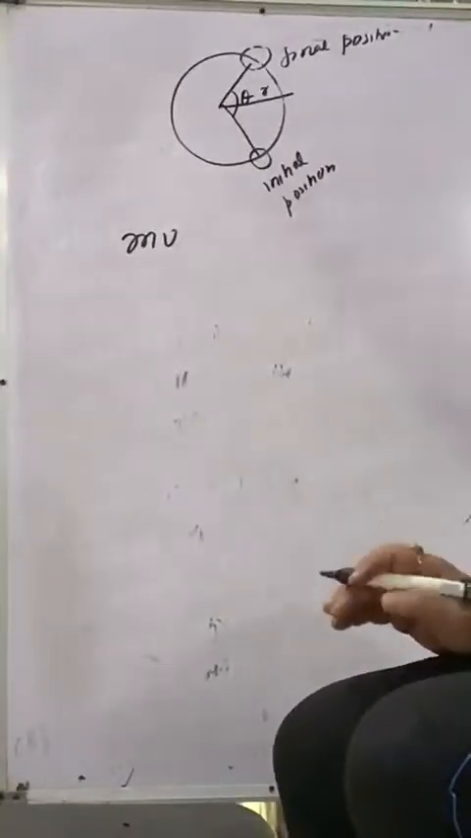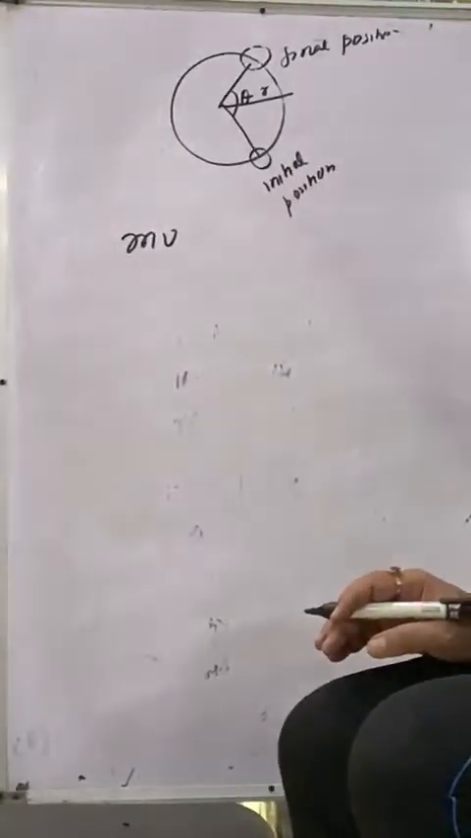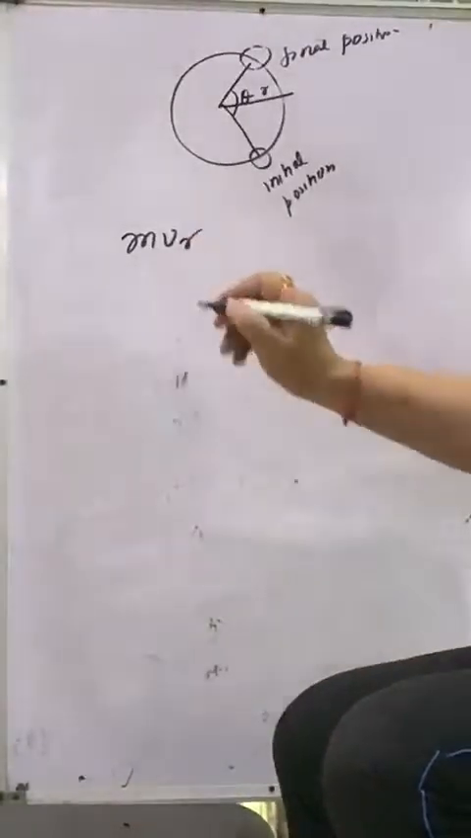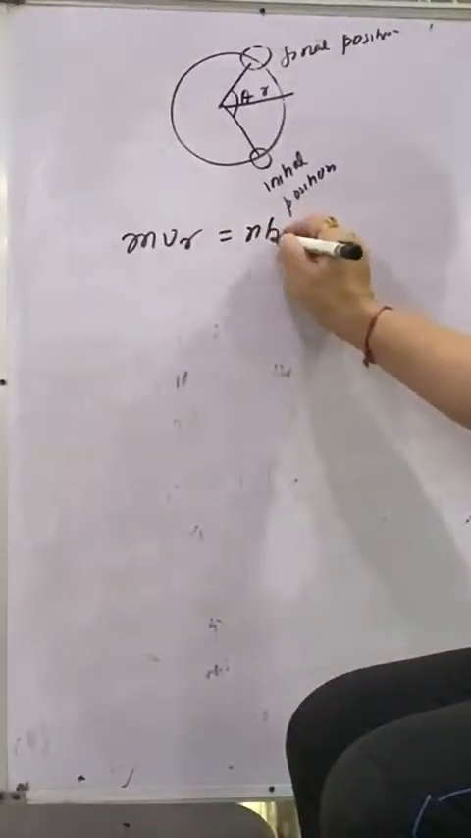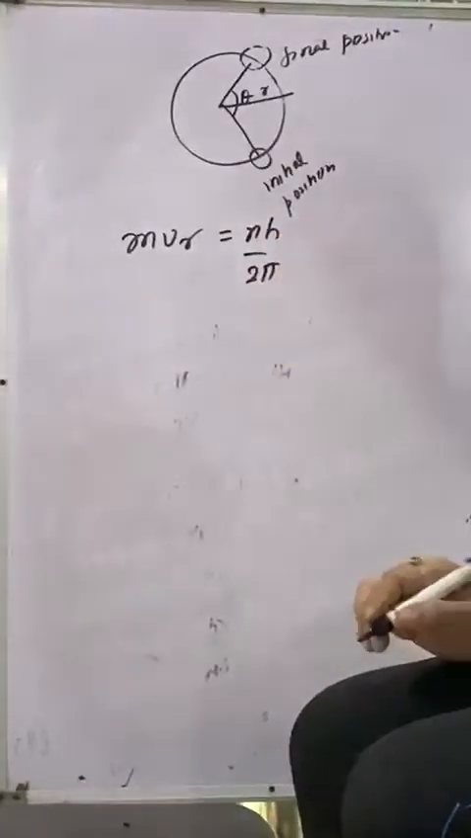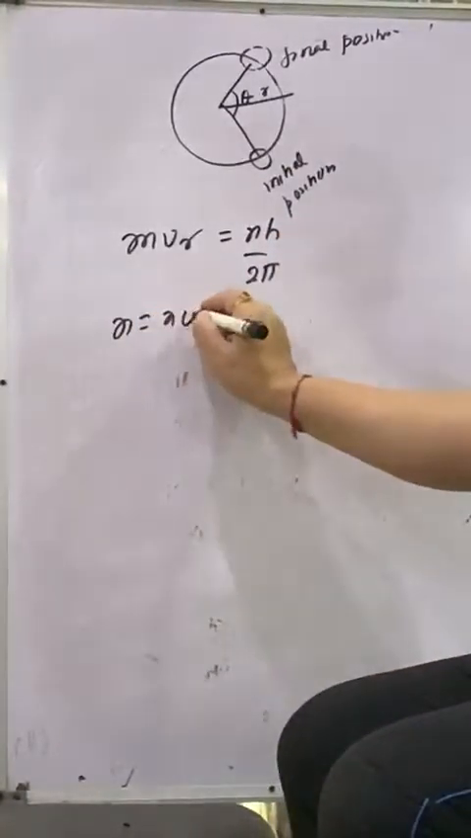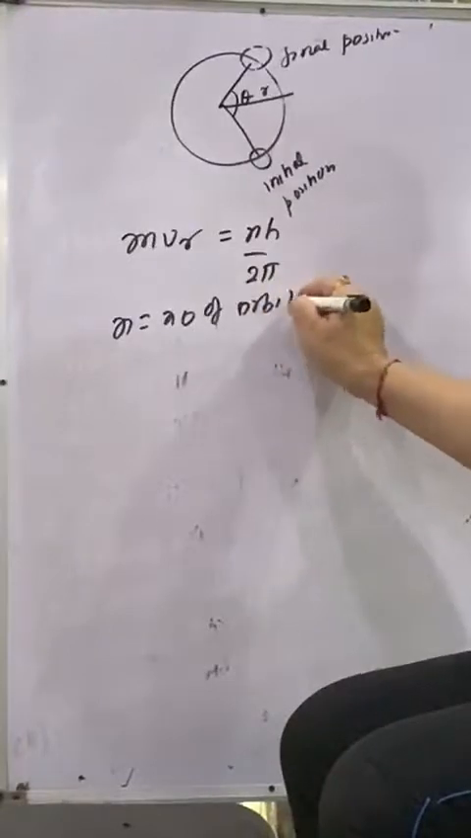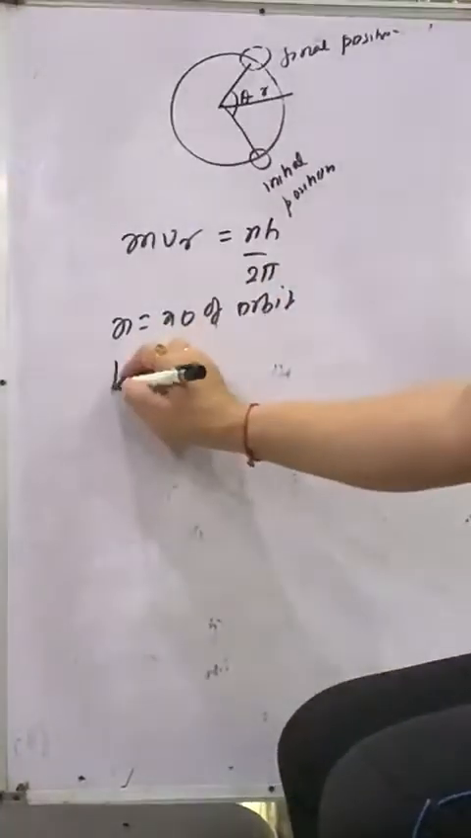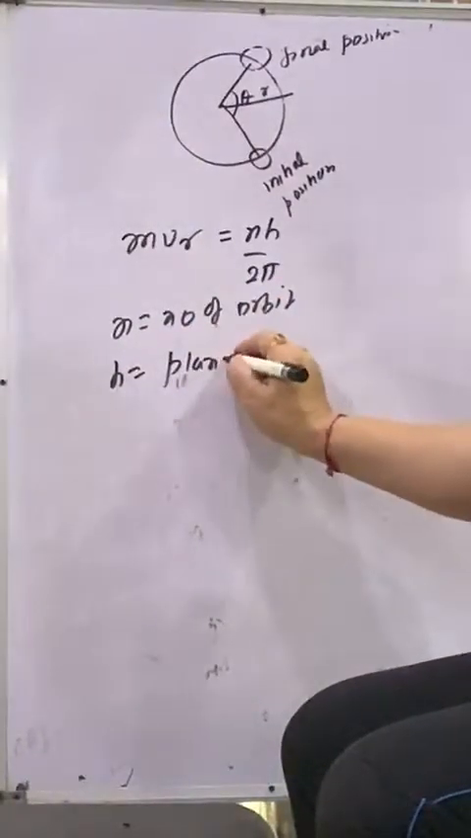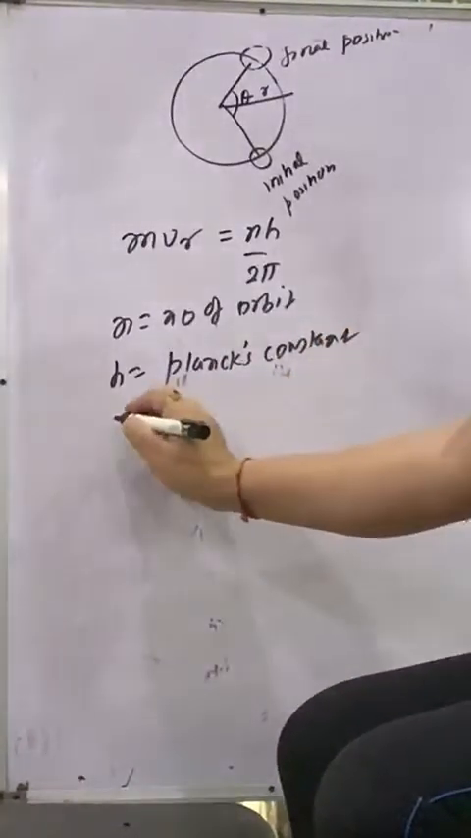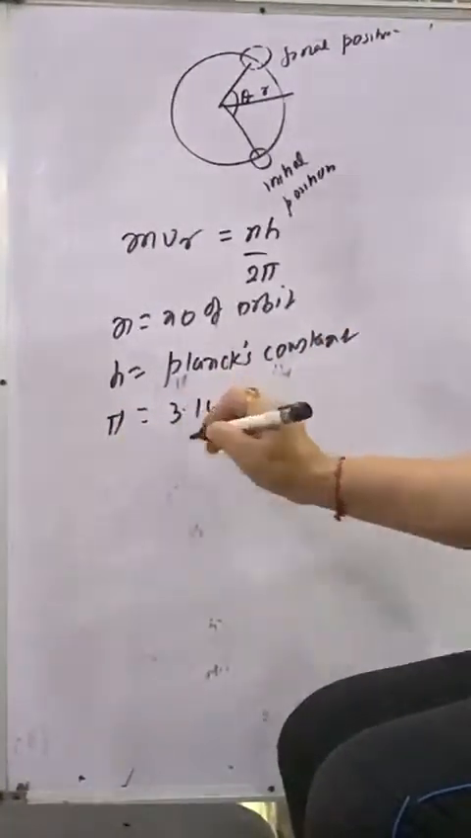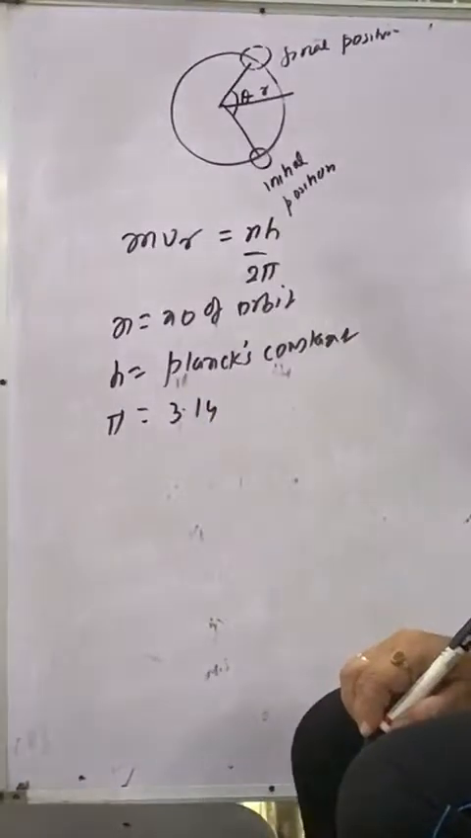So mass into velocity is momentum, and with respect to the radius it is called angular momentum. It is equal to nh upon 2 pi, where n is the number of the orbit, h is called Planck's constant, and pi means 3.14.